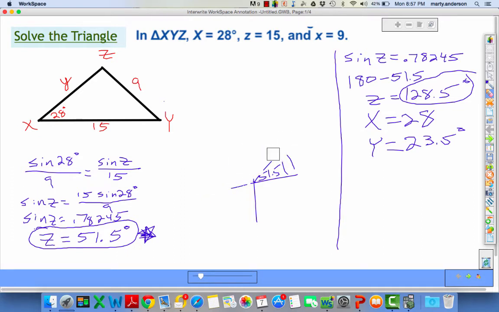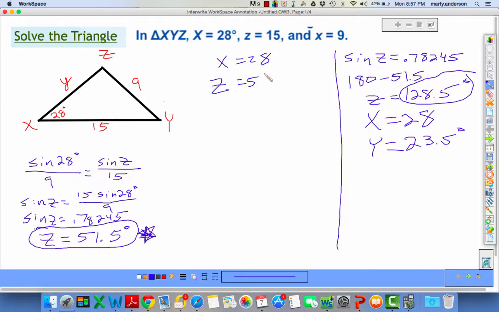But if I'm over here, let me get this stuff out of the way. This one, you just solve how you would normally solve. I have z is 51.5. I have x is 28. And I have y is, if these two add up to 79.5, that's going to leave 100.5. So there are two triangles that satisfy these given conditions, and I have to find them both.